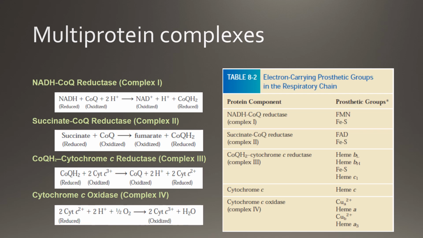For each pair of electrons transferred, the overall reaction catalyzed by the cytochrome C oxidase complex is 2 cytochrome C (Fe2+) plus 2 protons plus half O2, which gives 2 cytochrome C (Fe3+) plus water. So, during the transport of each pair of electrons through the cytochrome C oxidase complex, 2 protons are translocated across the membrane.